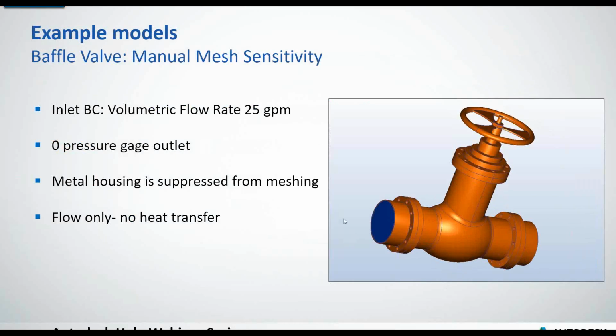Thanks, Matt. So this is the valve model. All the metal parts were suppressed, and I only model the fluid, which is water in this case. We have a volumetric flow rate of 25 GPM, zero pressure at the outlet, and it's only flow, no heat transfer. And the result that I'm going to be looking at is the pressure at the inlet, which is a result quantity that we will be looking at.